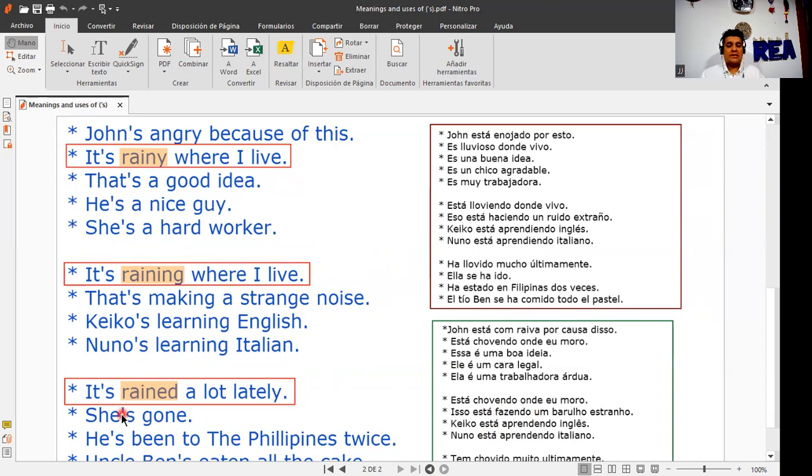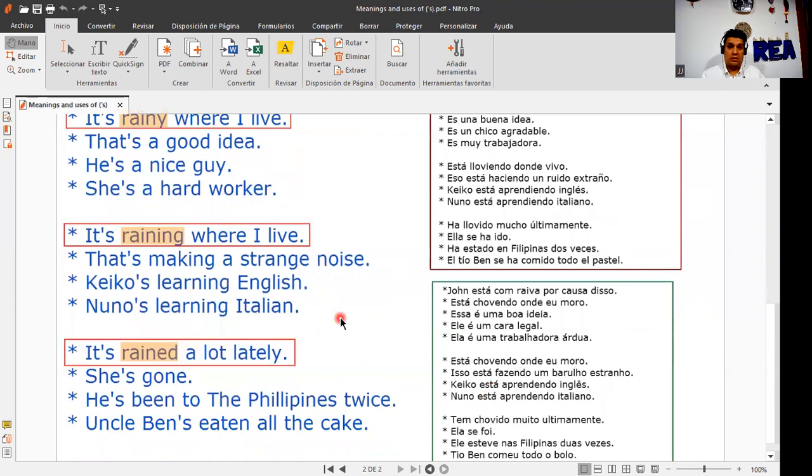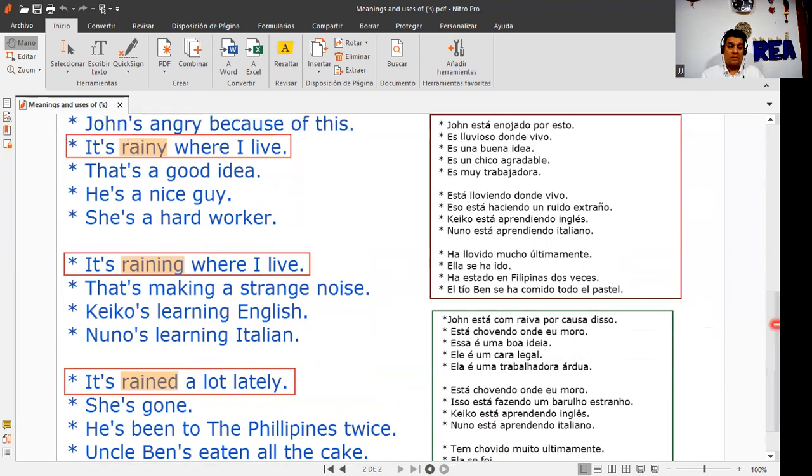And when it says it's rained a lot lately, ha llovido mucho últimamente. In Portuguese, it would be tem chovido muito ultimamente. Okay, so you see, I use the same word for present simple, present continuous, and present perfect. So these are the examples here. You can check them out.